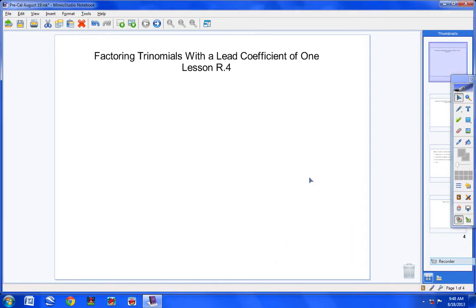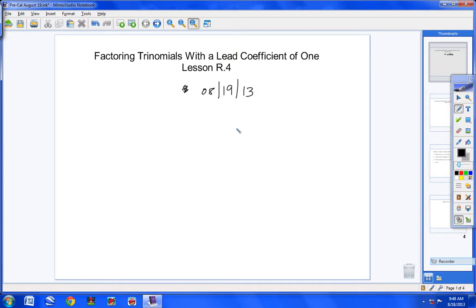Okay, the heading today is factoring trinomials with a lead coefficient of 1. Factoring trinomials with a lead coefficient of 1. The lesson number is R4. And the date today, if you like to keep that in your notes, and I encourage you to do that, is the 19th.